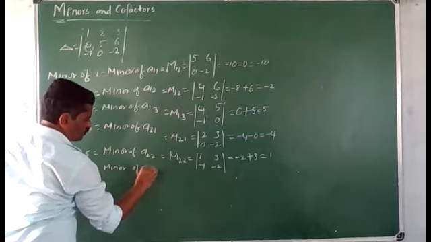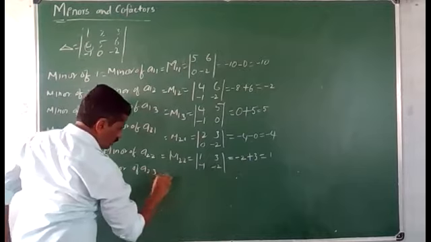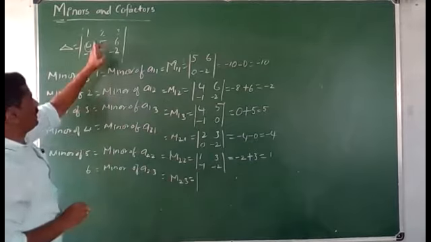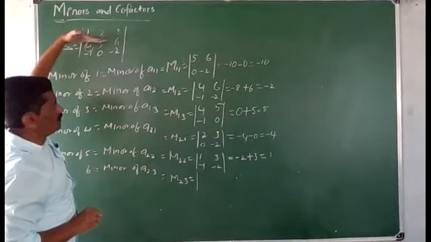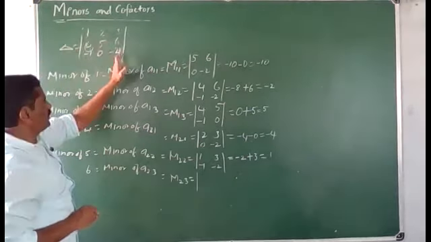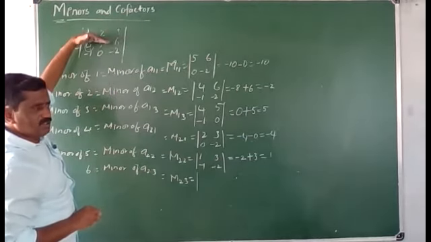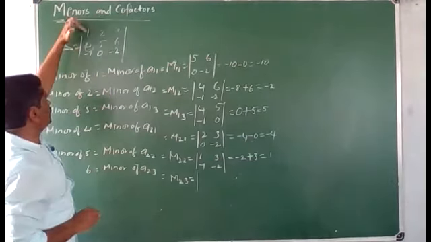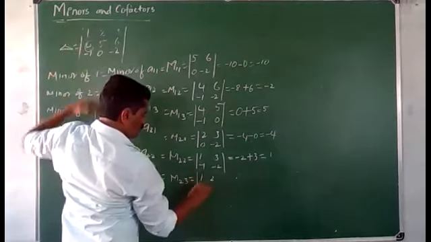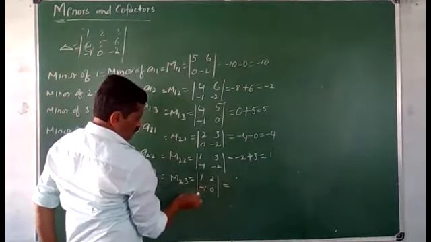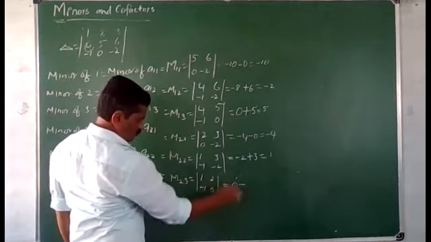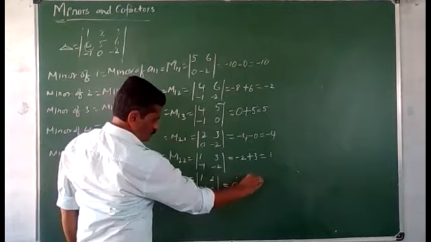Again, minor of 6. What is the element? That is A23, that is equals to M23, that is equal to the determinant of, whichever row the 6 is in, leave that row, and whichever column it is in, leave that column. Which row is 6 in? Second row. Which column? Third column. Leaving the second row and third column elements, what remains is 1 2 -1 0, so that is 1 2 -1 0. Expand again, that is equals to 1 into 0 minus of -1 into 2, minus or minus plus, that is equals to 2.